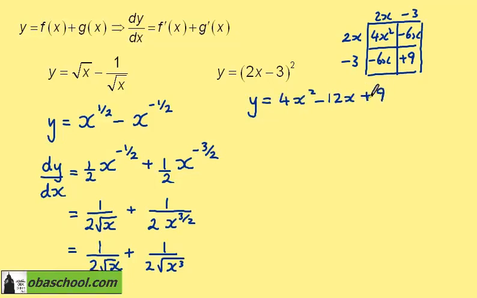And of course we haven't differentiated, so this is still y. But now we differentiate to get dy dx. 2 drops down in front, we get 8x, reduce the power by 1, this becomes minus 12, and of course the constant term disappears.